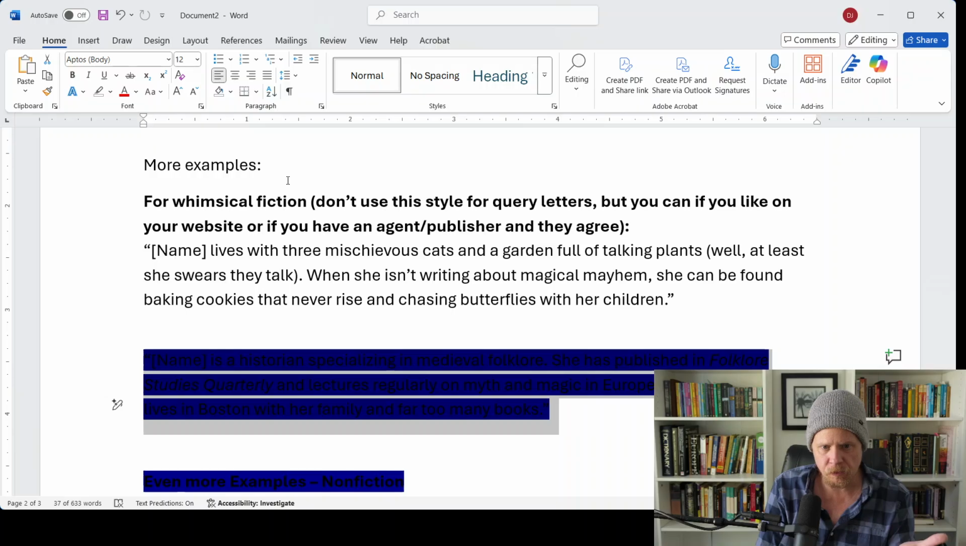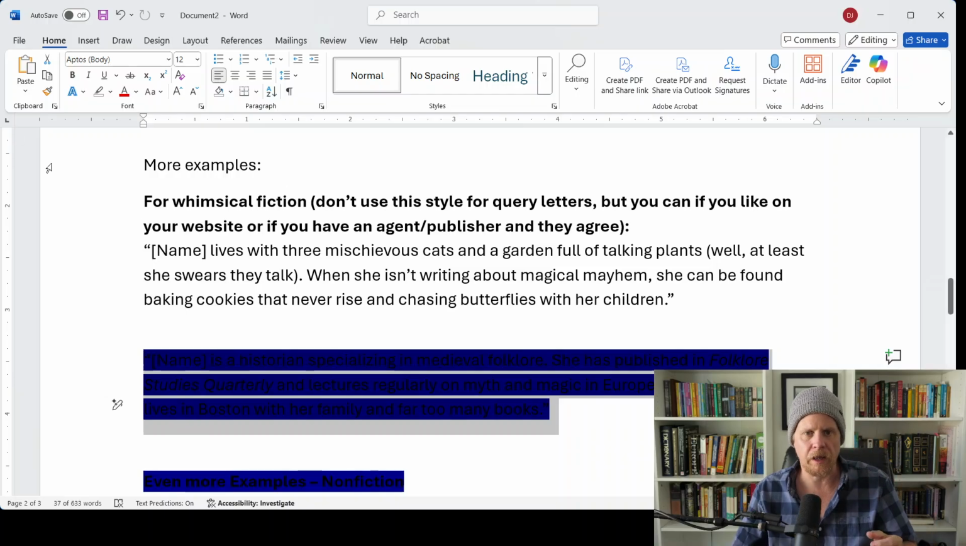Insert name lives with 3 mischievous cats in a garden full of talking plants. Well, at least she swears they talk. When she isn't writing about magical mayhem, she can be found baking cookies that never rise and chasing butterflies with her children. You can do something like that if you like.